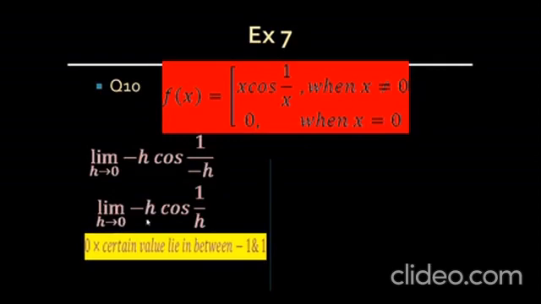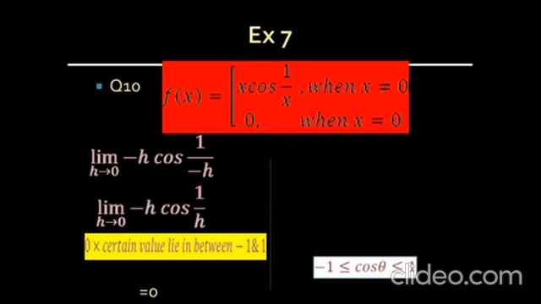It means if you are putting the value of the limit, the value of the limit becomes 0 multiplied with a certain value lying between minus 1 and 1. It means the value of cos 1 upon h lies between minus 1 and 1, because cos theta is always greater than or equal to minus 1, but less than or equal to 1. So that's why we have to apply this concept here to get the result of the limit. So the value of the limit is equal to 0.